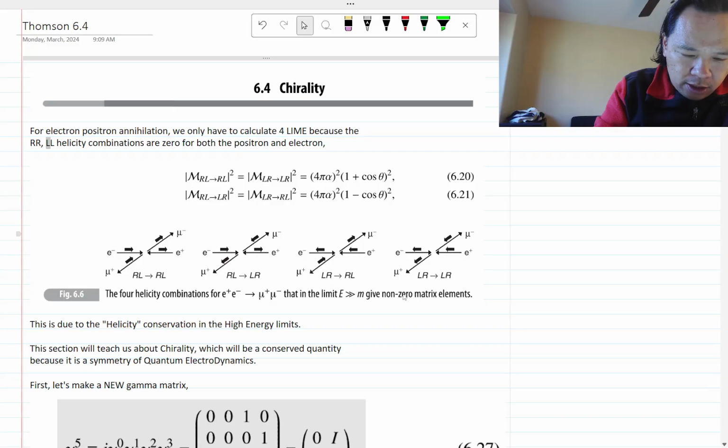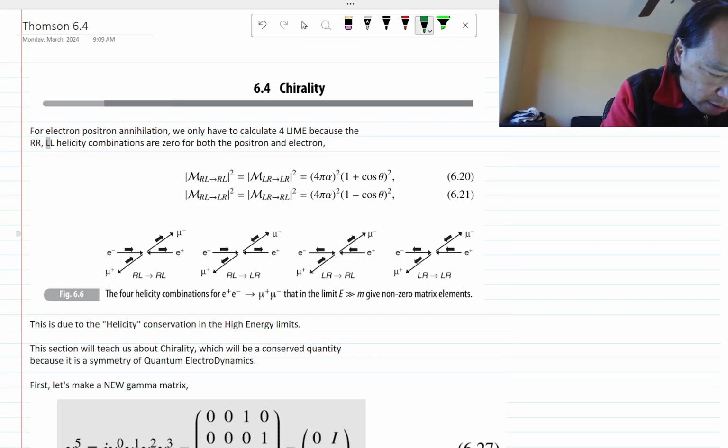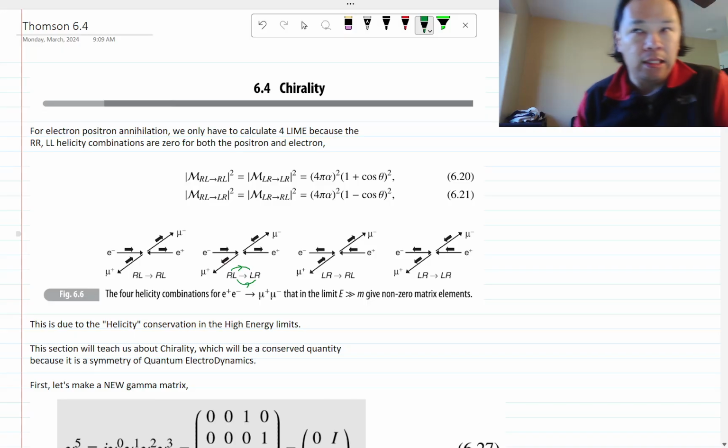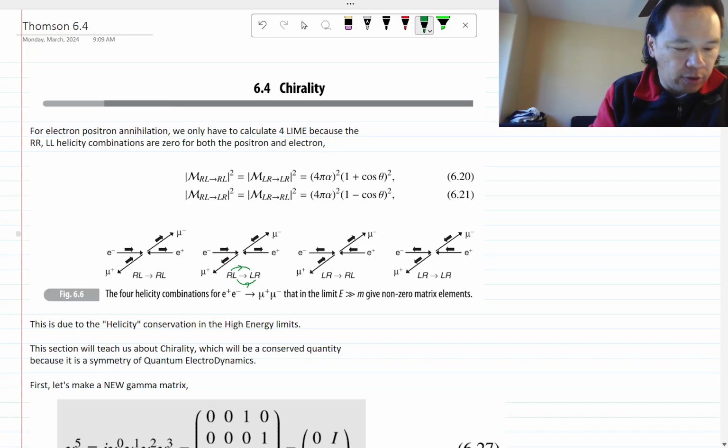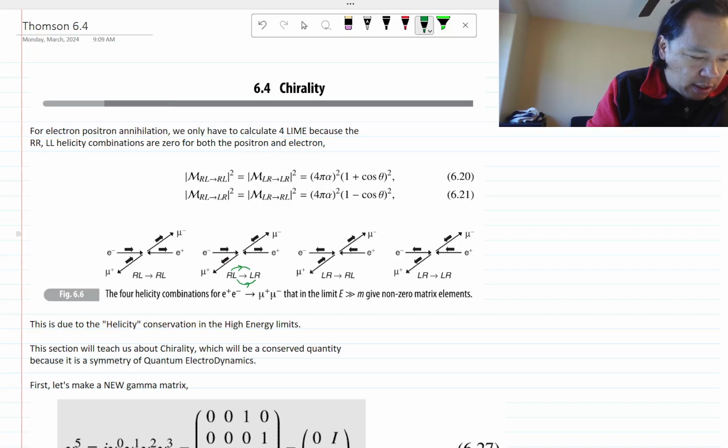So when you don't exchange the helicity between the particles, that gives you the positive cosine theta. When you do exchange the helicity between the incoming and outgoing, so R to L and L to R, let's draw that explicitly, that's when you end up with the negative cosine theta in your matrix element calculation. Think of this as a kind of conservation of helicity. This only works in the high energy limit. Remember, we had to make E much bigger than M in order to do this calculation.